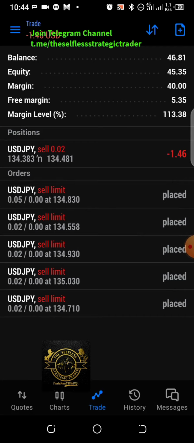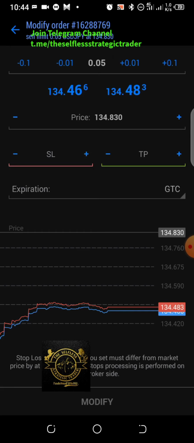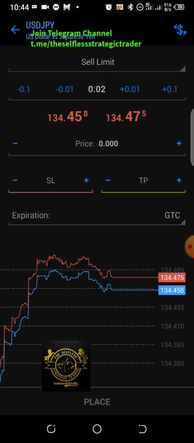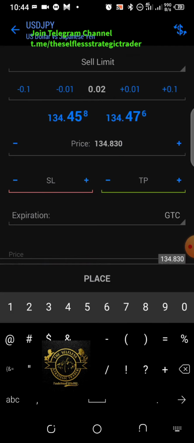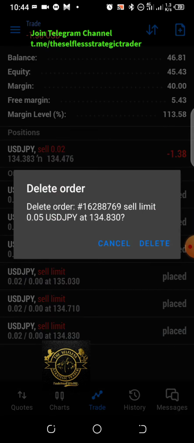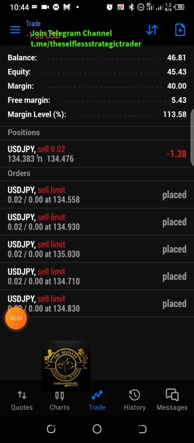So this one is another one. It's 0.13. Let's edit this one. Let's copy it. Let's reset it. Sell limit. Paste. And let us delete it right here. All right, so that means we are now having everything on 0.02.